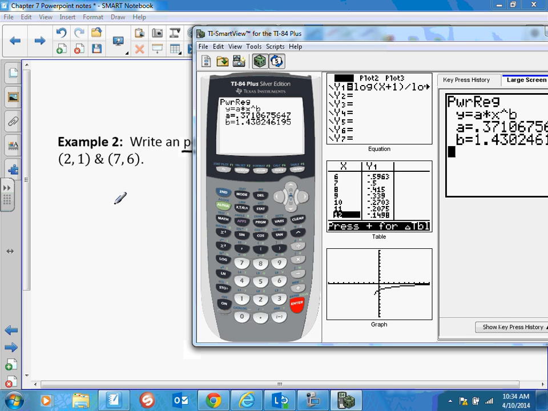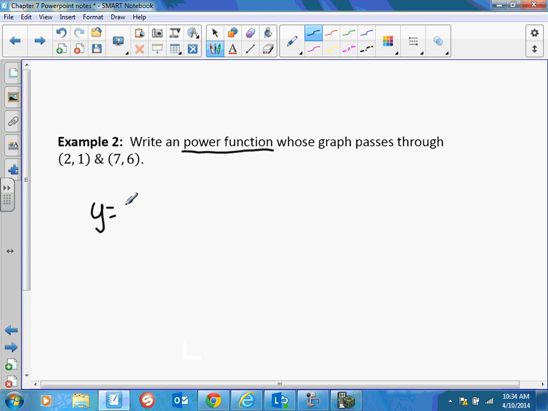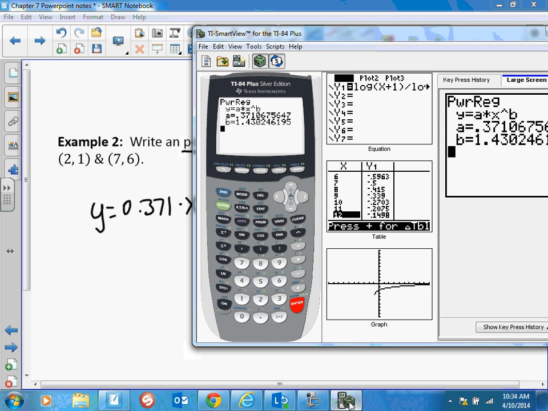So let me write that out. y equals 0.371 times x to the power of 1.43.